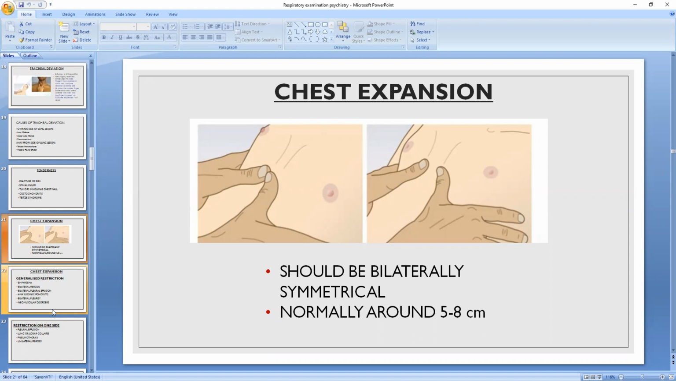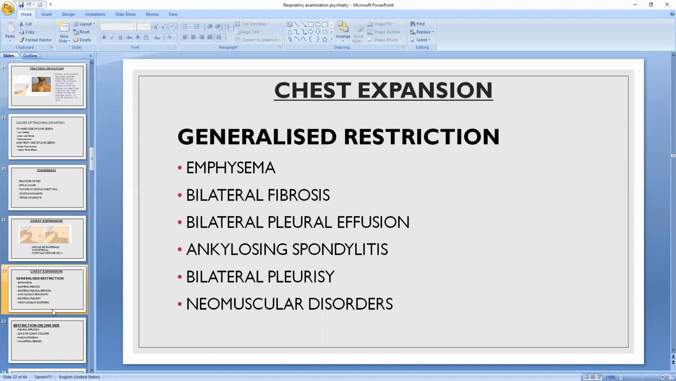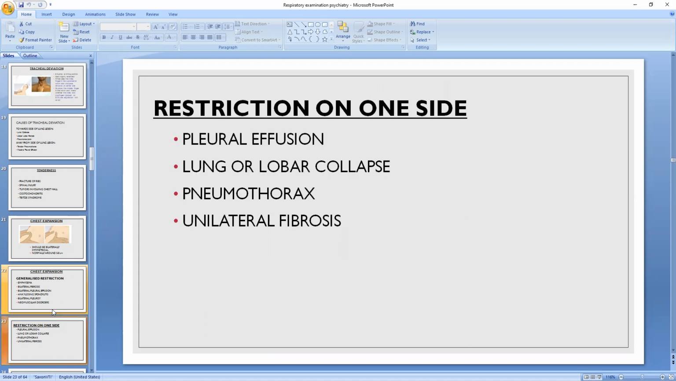We can look for the chest expansion by putting both the thumbs of our hand below the sternum and wrapping our hands around the inframammary area, and it should be bilaterally symmetrical, and it is normally around 5 to 8 centimeters. Chest expansion can be restricted due to generalized causes like emphysema, bilateral fibrosis, bilateral pleural effusion, ankylosing spondylitis, bilateral pleurisy, and neuromuscular disorder. Restriction on one side can be due to pleural effusion, lung or lobar collapse, pneumothorax, or unilateral fibrosis.